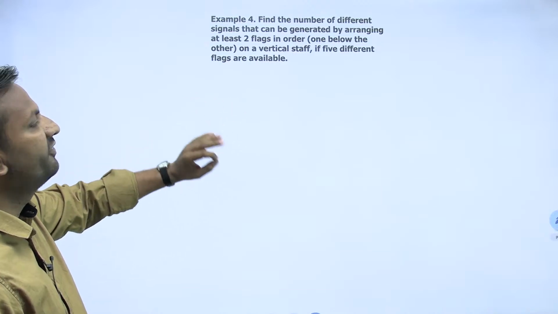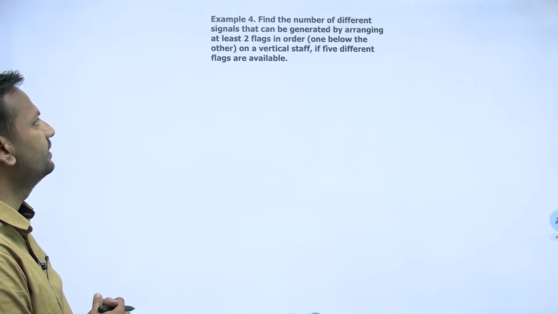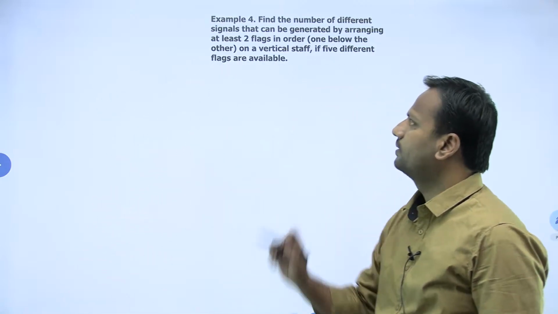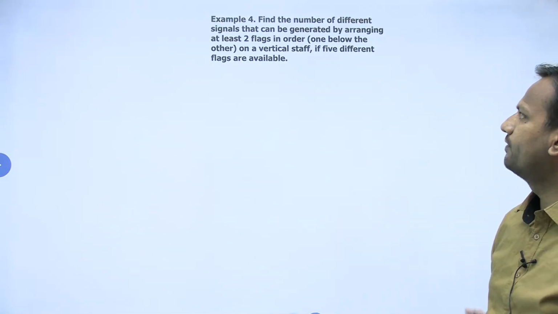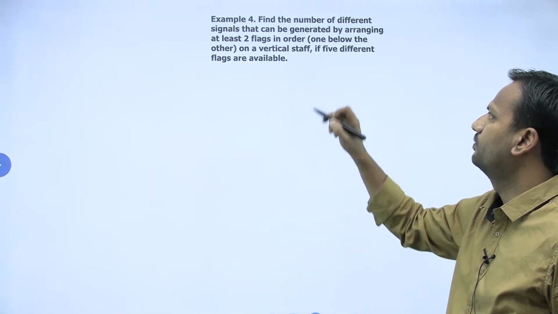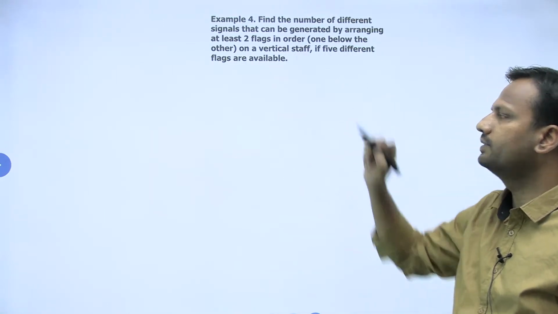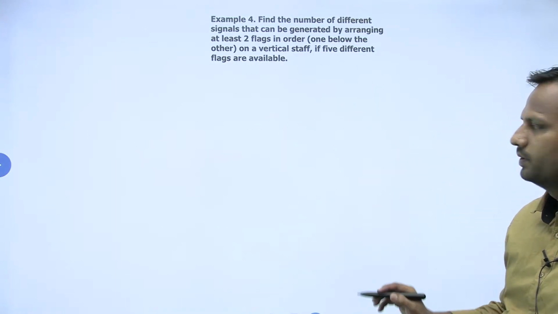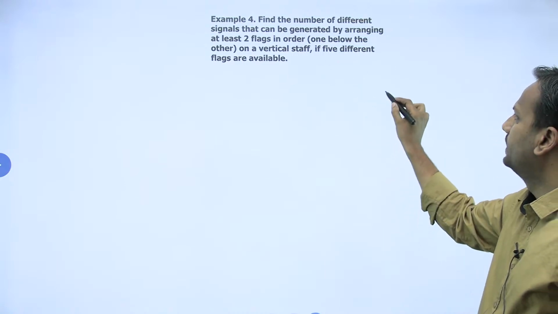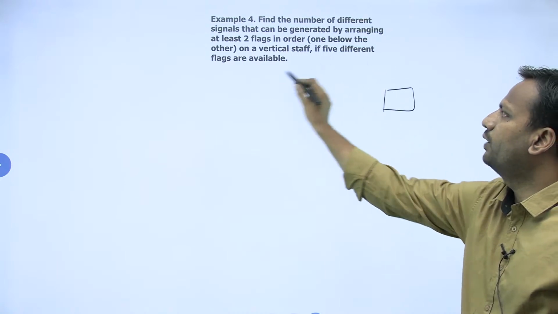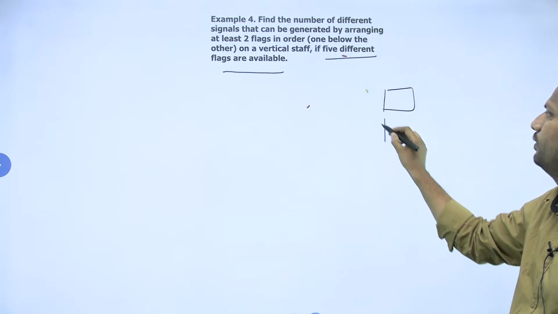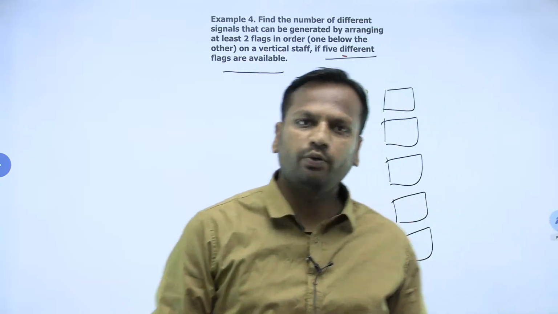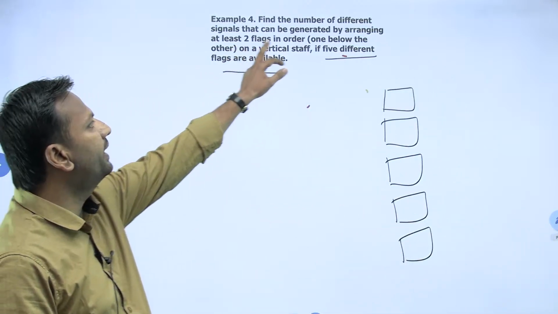Find the number of different signals that can be generated by arranging at least 2 flags in order on a vertical staff. In order means one below the other on a vertical staff, if 5 different flags are available, right? What it says here, overall, we have 5 different flags here, right? So using these 5 different flags, I have to generate the signals.